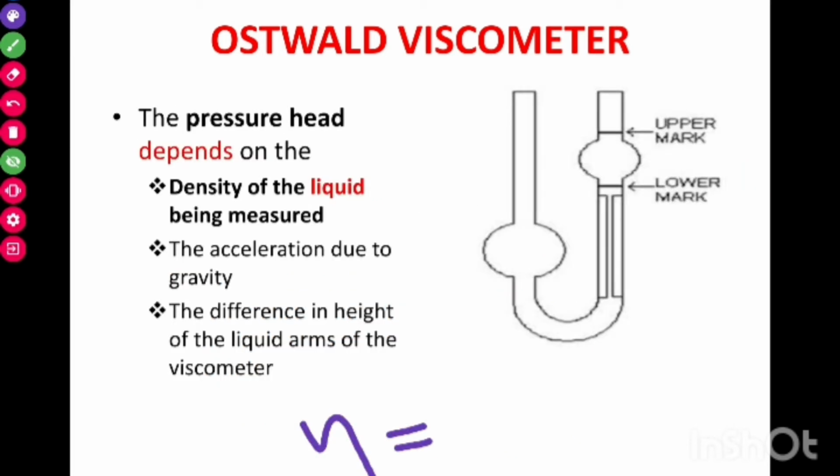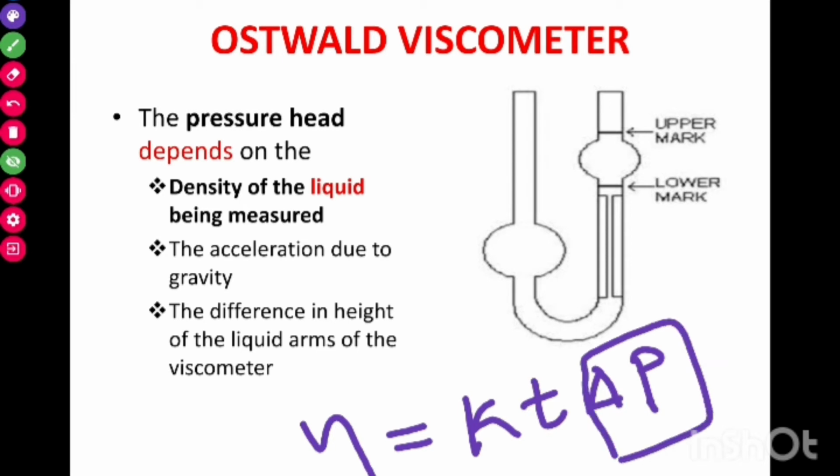So we get an equation: eta equal to k t delta p. Here k is a constant, t is the time of flow of liquid, and delta p is the pressure head. This pressure head depends on the density of the liquid being measured, the acceleration due to gravity, and the difference in height of the liquid arms of the viscometer. These three factors influence this pressure head.